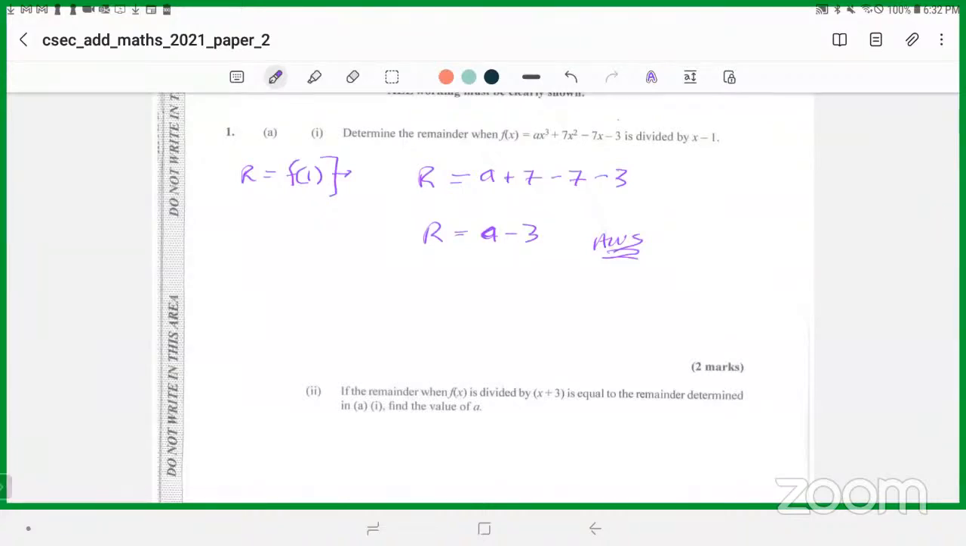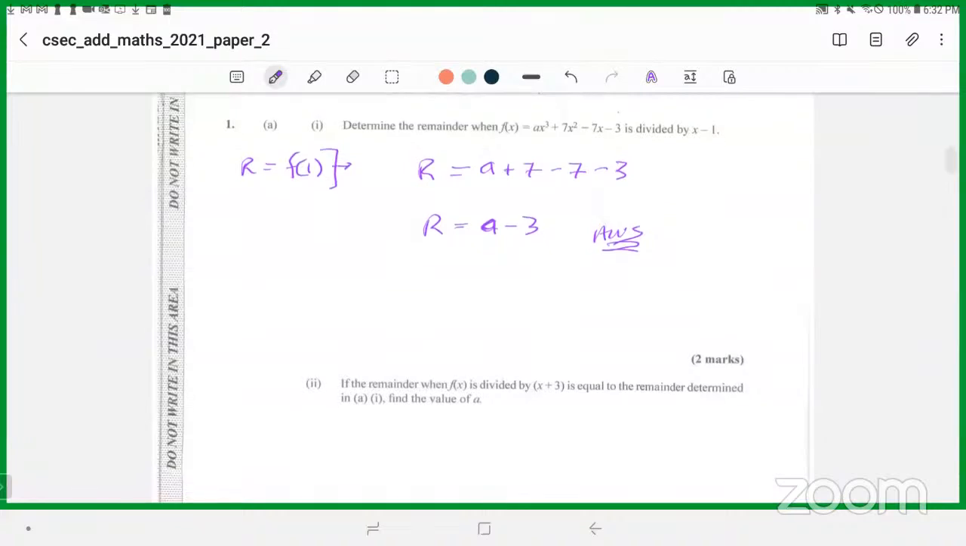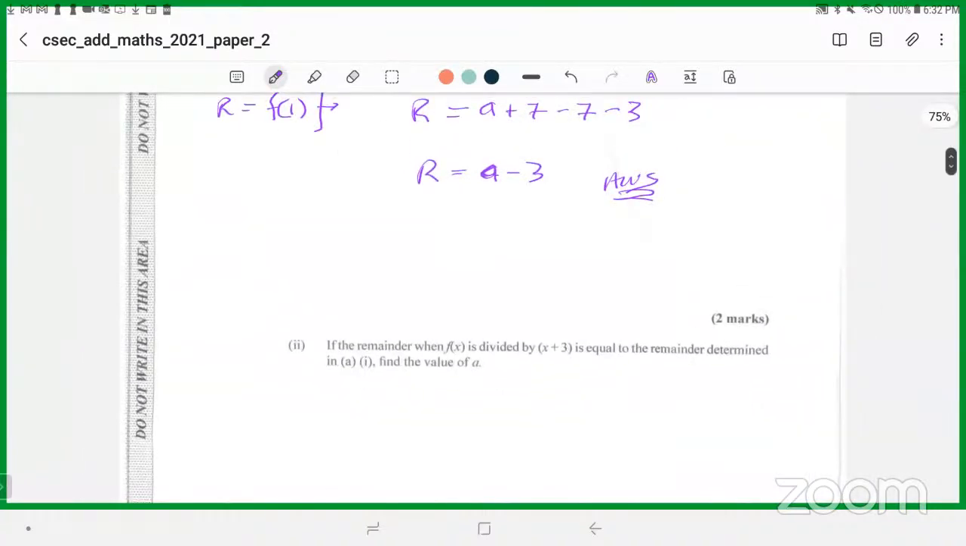It's not perfect. All right, so here it says, if the remainder when f of x is now divided by x plus 3 is equal to the remainder determined above. So CSEC just can repeat the question all the time. The questions are basic. So once you do past papers, they're good enough. The questions are repeated just with different values. So this is similar to a question that we just did.